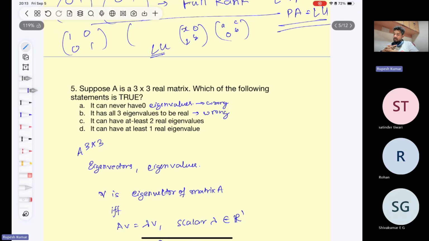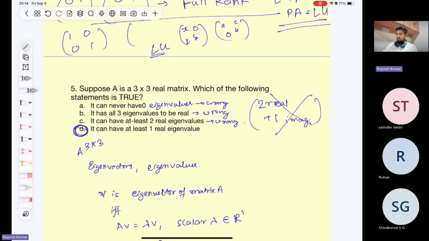Third option C, it can have at least two real eigenvalues. That's not true because it can have one real and two imaginary eigenvalues. It says at least. At least means there are at least two real and then something else. But if there are imaginary roots, they have to be in complex conjugate pairs. So basically, at least one real eigenvalue will exist. Option C is also not true, right? You can't have two real plus one imaginary. This is not possible.